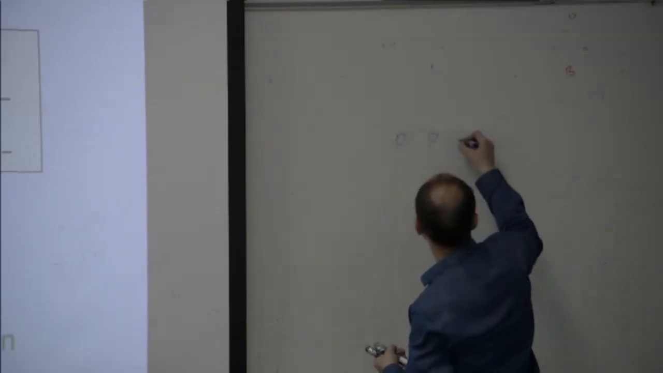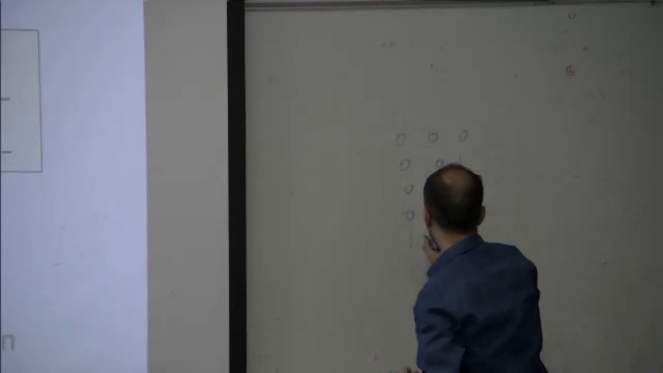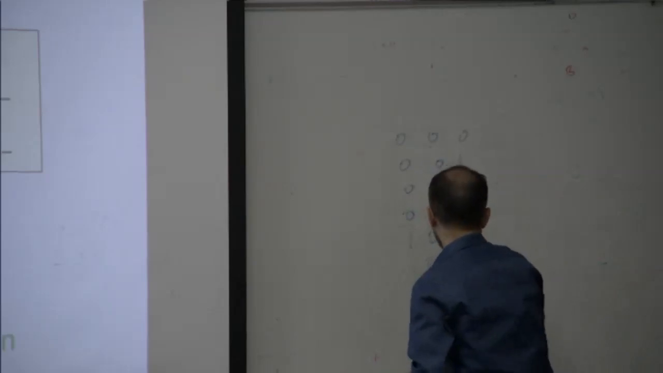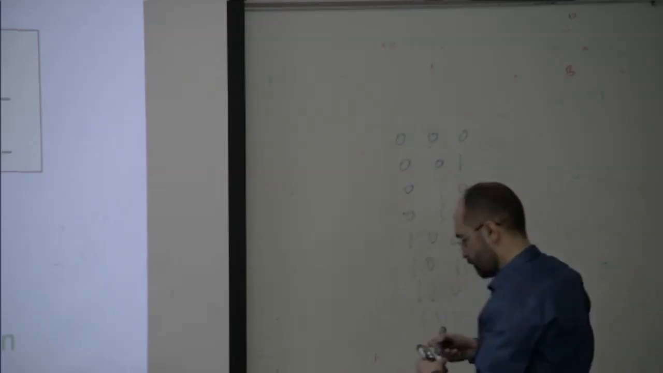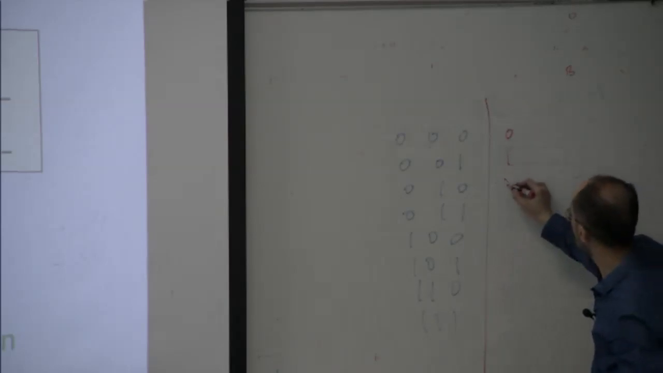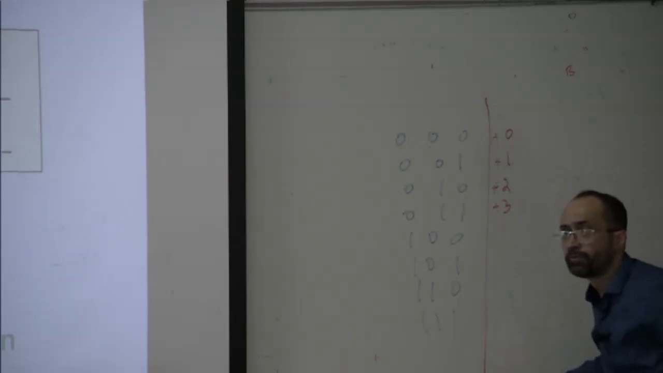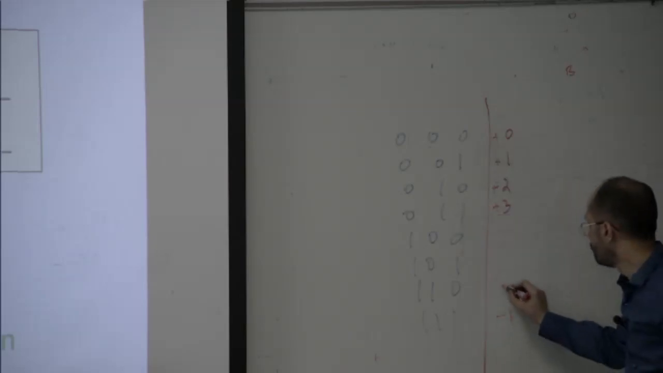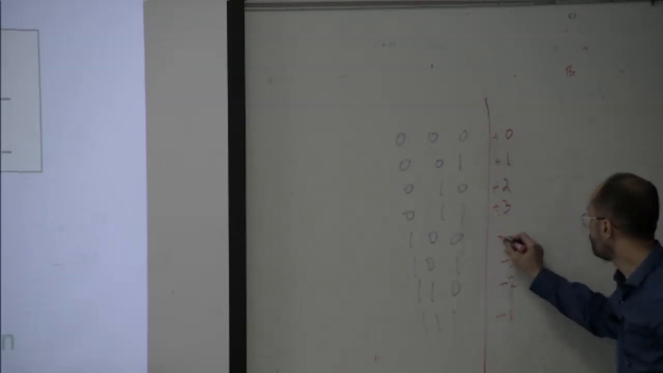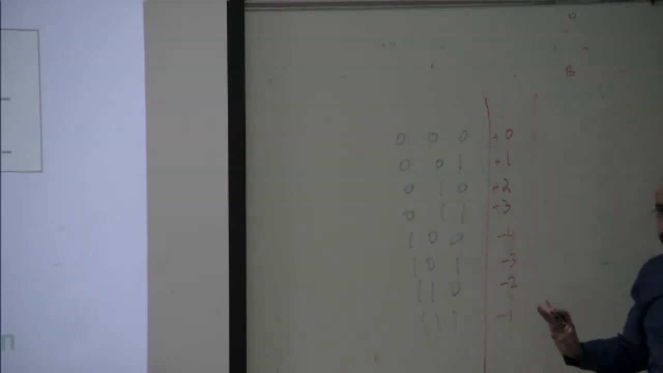So 0 0 0, 0 0 1, 0 1 0, 0 1 1, 1 0 0, 1 0 1, 1 1 0 and 1 1 1. Got it? Now in 2's complement, you always start 0, 1, 2, 3, plus 3, plus 2, plus 1, and then from the bottom you start from minus 1, minus 2, minus 3 and minus 4. So this is the 2's complement representation.